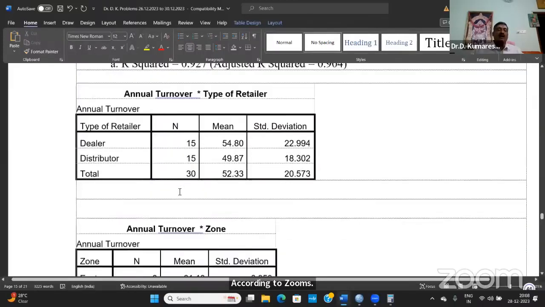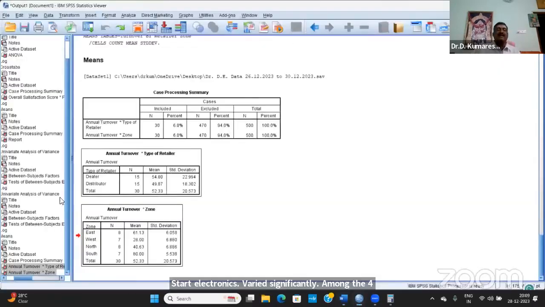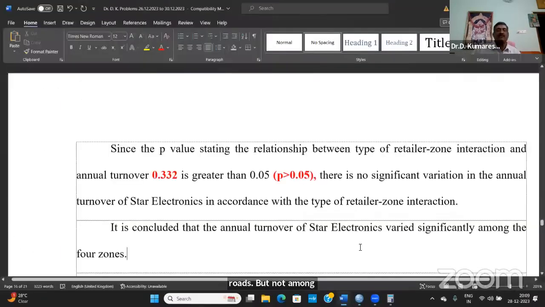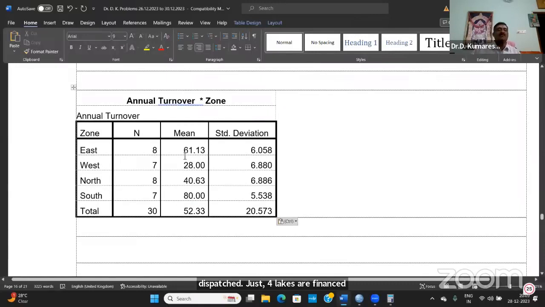So the turnover of Star Electronics varied significantly among the 4 zones, but not among the retailers. Not among the retailers, because it is 54 against 40, just 4 lakhs or 5 lakhs difference. But here 61 lakhs, 28 lakhs, so some 33 lakhs. Again here 12 lakhs. Here 80 lakhs. Okay. Sir, what suggestion can we offer, sir?